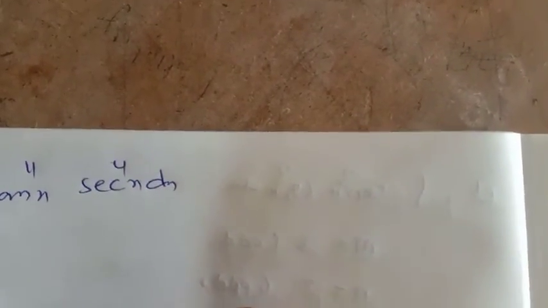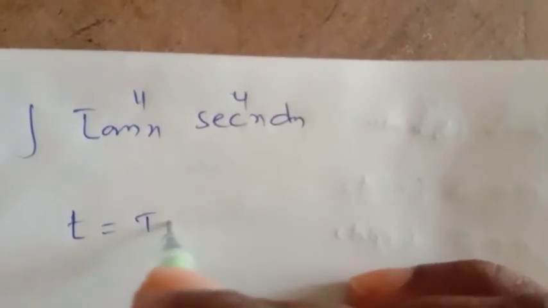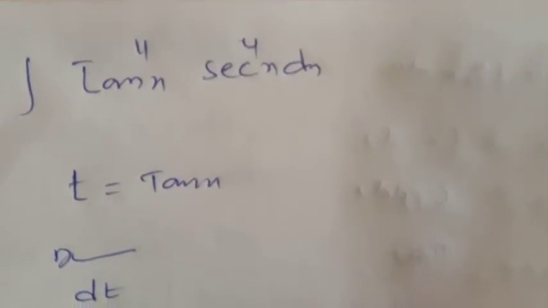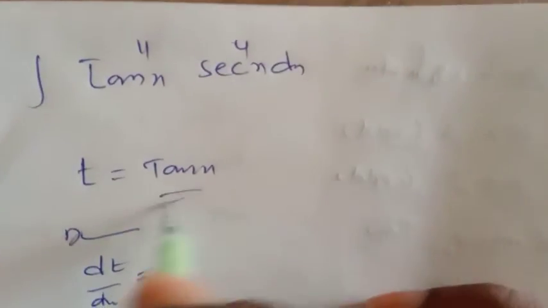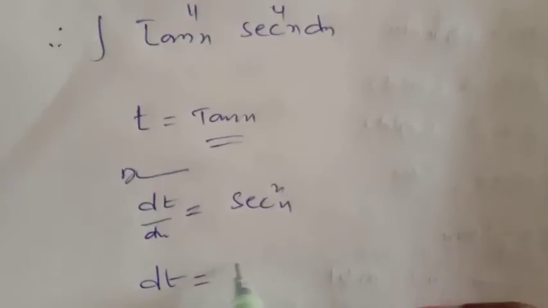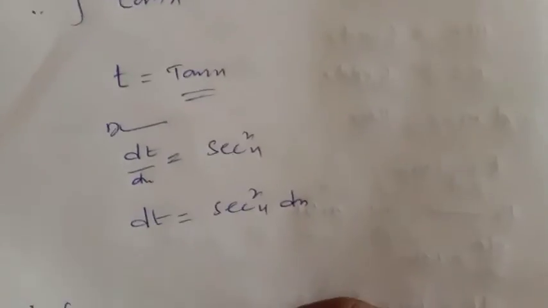The next model, tan power 11x into sec power 4x into dx. Here this type of problem we take always t equal to tan x, then differentiating with respect to x on both sides, that is dt by dx equal to d by dx of tan x, that is secant square x. On cross multiplication we get sec square x into dx.